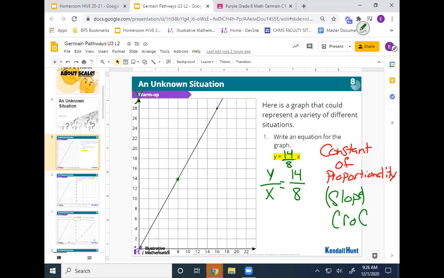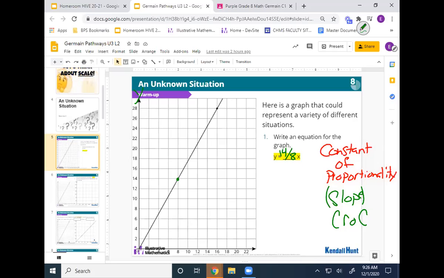So the equation for this, if you're going to write it on that line, you're going to write it like this: 14, and then the division sign, and the number 8. So that we had to find the constant of proportionality.